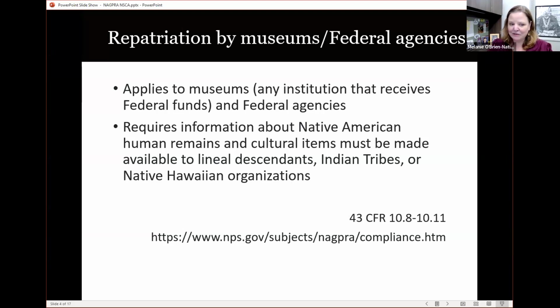Again, the repatriation requirements apply to museums. And as I mentioned, that is a broadly defined term that includes any institution that receives federal funding. It also applies to federal agencies. And the law and the regulations require that certain information about Native American human remains and cultural items must be made available to lineal descendants, Indian tribes, or Native Hawaiian organizations.